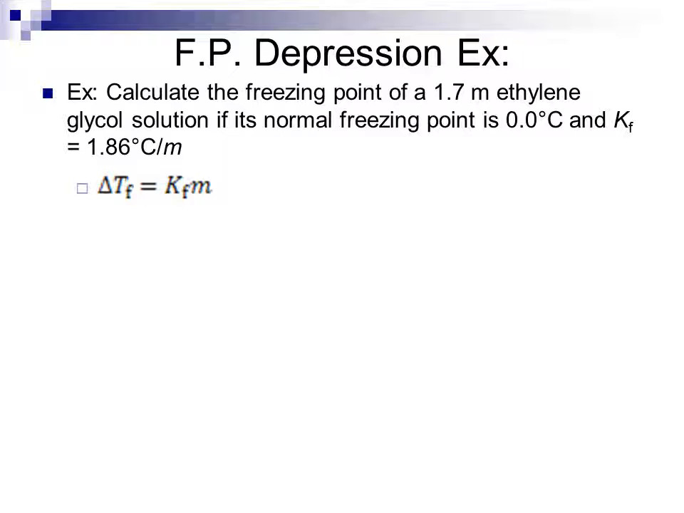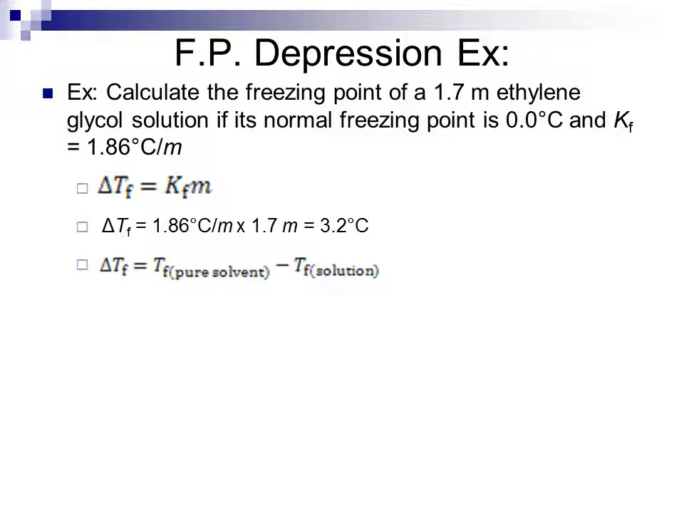Using the equation that we have, ΔT_F equals K_f m, we find that the change in freezing point is equal to the constant 1.86 degrees Celsius per molal times a molal concentration of 1.7 m, which equals a 3.2 degrees Celsius change. If the difference in freezing point is equal to the freezing point of the pure solvent minus the freezing point of the solution, then the freezing point of the solution is going to be equal to the freezing point of the pure solvent minus the change in temperature, rearranging the equation.